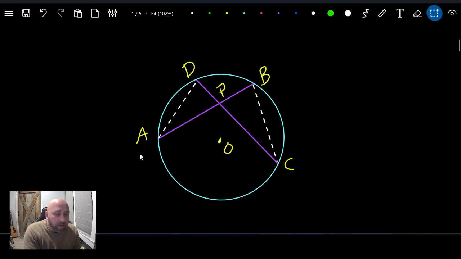And what we're saying is, these are the chords right here. So AB is a chord, right? And CD is a chord. But notice they cross each other, and they cross at this point right here called point P.